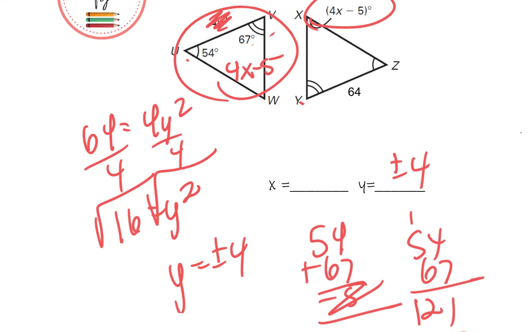So you've got 4x plus 116 equals 180, and then you're just going to solve for x. So subtract 116, we're looking at 64, and if we divide by 4, we should get x equals 16.